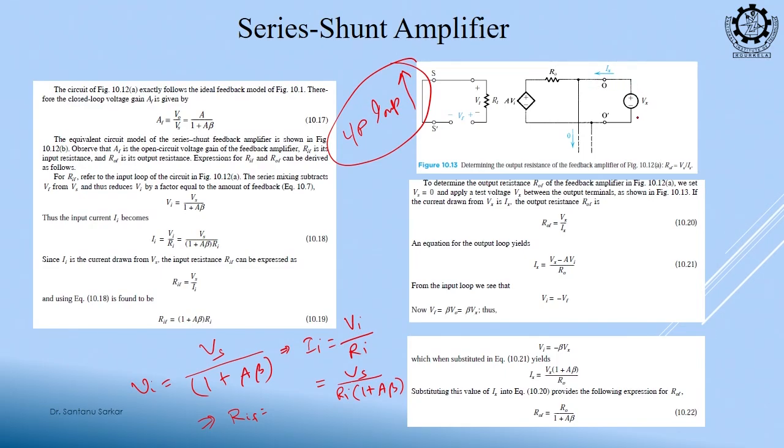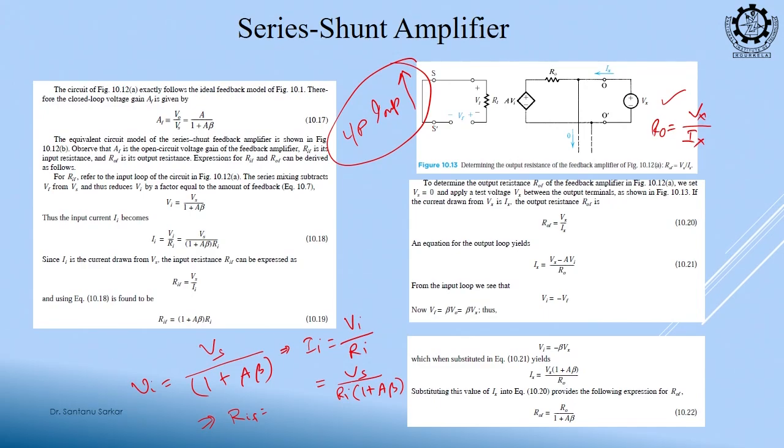Similarly, to derive the output impedance, what is the procedure? We will add a voltage source. All the input sources we will short to 0, and we will add a voltage source, check the current, and take Vx by Ix to get the output resistance. So, you see the input is shorted, the Vs is shorted, S and S dash are shorted.